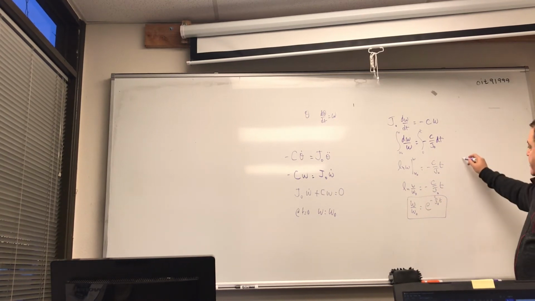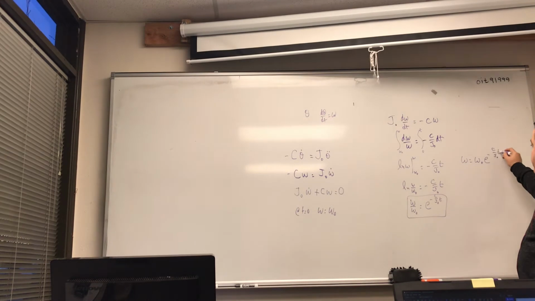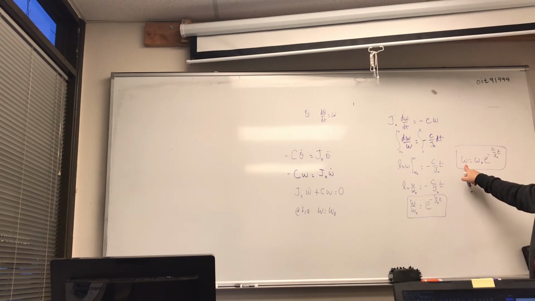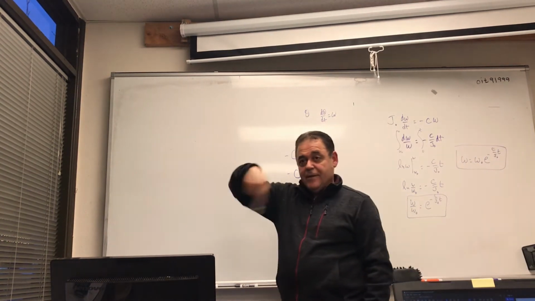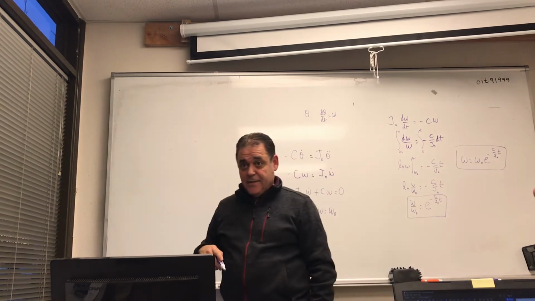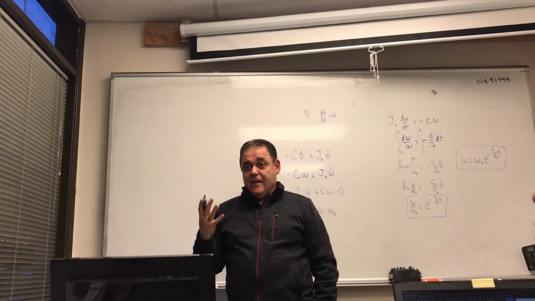So here it tells you that omega is equal to omega naught times exponential of minus c over J naught times t, okay? It tells me exactly how that angular velocity is going to be changing as a function of time. Angular velocity of the rotor. Of the rotor, yes, obviously, because that's the mass.